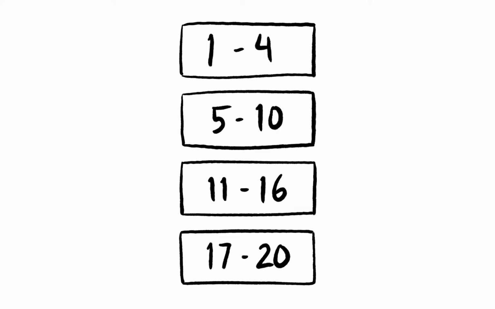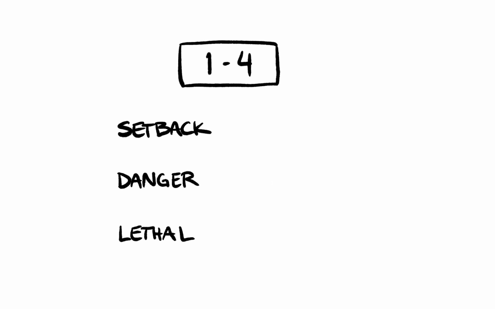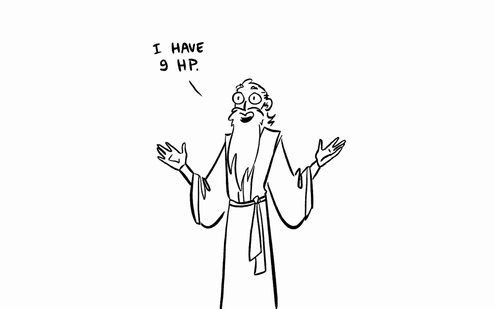Let's take a look at the lowest level row and discuss how this works more conceptually. For 1st through 4th level, a setback is considered 1d10 damage, dangerous damage is 2d10, and deadly damage is 4d10. In general, this works well, but because of the high variability on a d10, a 1st level wizard is in mortal danger on a high roll for even a setback.